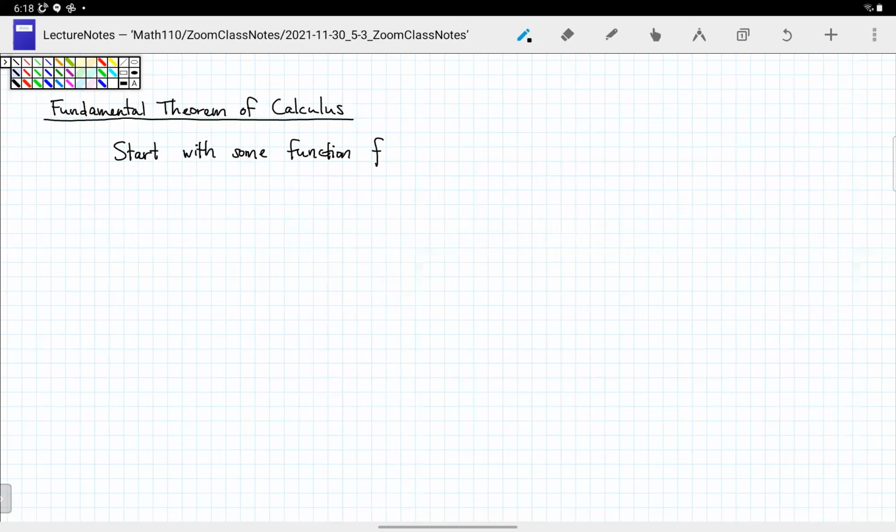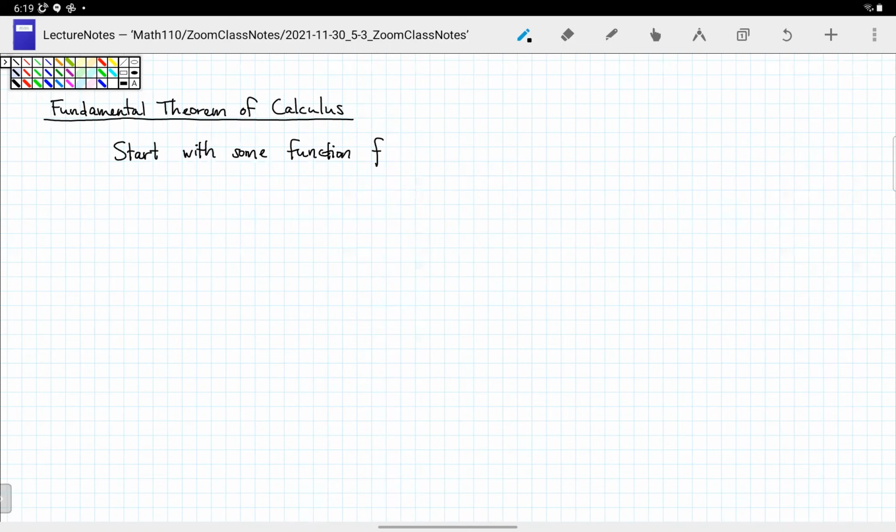So I want to look at both statements of the Fundamental Theorem of Calculus and actually see what this Fundamental Theorem of Calculus will do for us for practical purposes. Okay, so the first statement of the Fundamental Theorem of Calculus, you start with some function f. I believe that f has to be continuous. I don't remember.